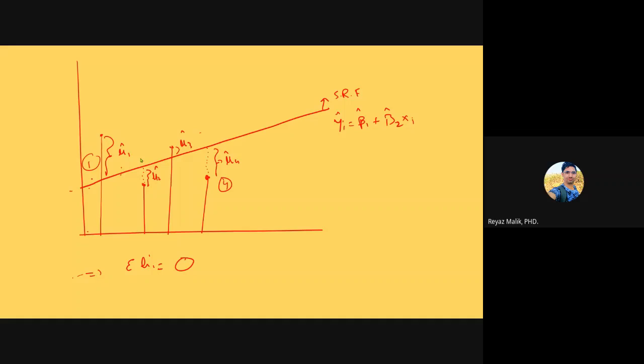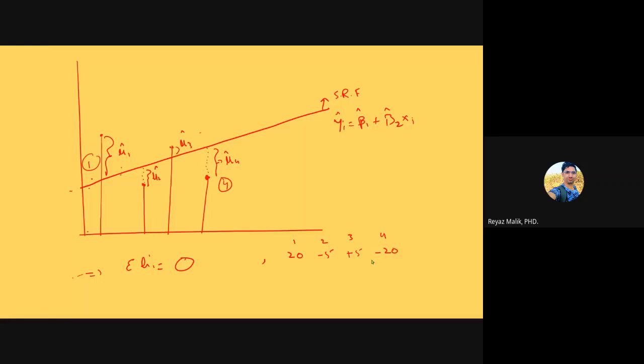I will give you an example. For example, the error in the first case is plus 20. In the second, u2, it is minus 5. Then in the third, u3, it is plus 5. And in the fourth, u4, it is minus 20.